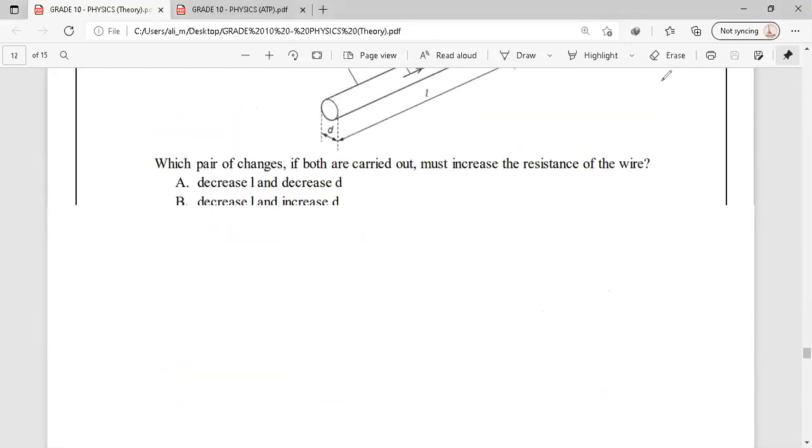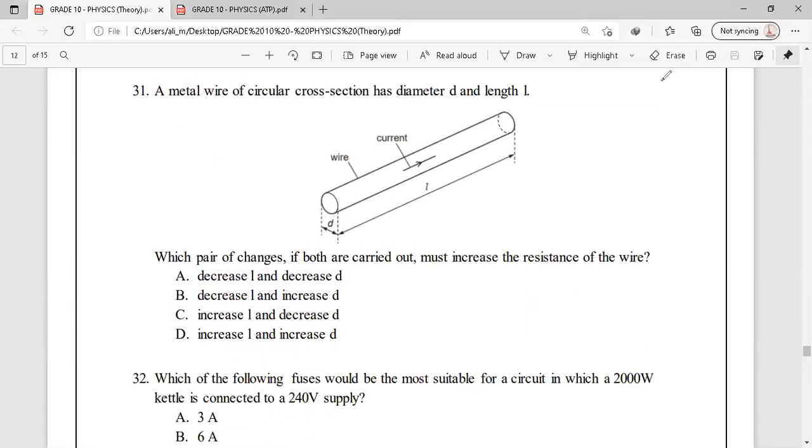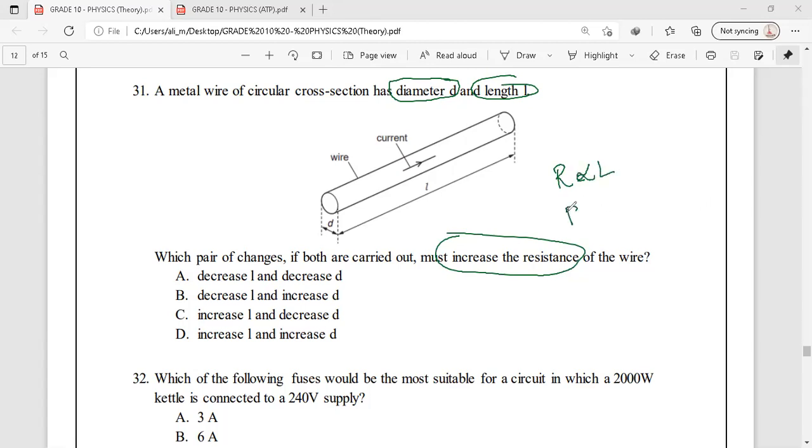Let's move to our next question, that is question number 31. A metal wire of cross sectional area has a diameter D and a length L. Which pair of changes, if both are carried out, must increase the resistance of the wire? We know that resistance is directly proportional to the length of the conductor and inversely proportional to the cross-sectional area of that wire. So for resistance to increase, the length of the wire should be greater and the area smaller. So increase L and decrease D. Increasing length will increase the resistance, while decreasing the diameter will also increase the resistance. So option C is the right answer.